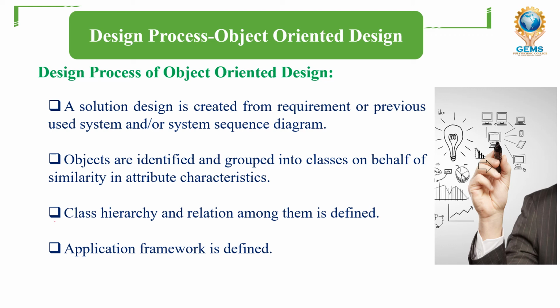The third point says that the class hierarchy and the relations among them are defined. That means we are going to build the hierarchy of the classes and put the relations among them. So this is how our object oriented design is working, and at last the application framework is defined among the objects and classes. So these are the 4 points under the design process of object oriented design.